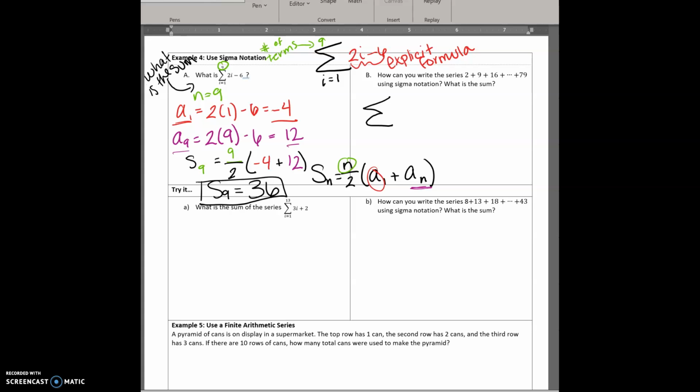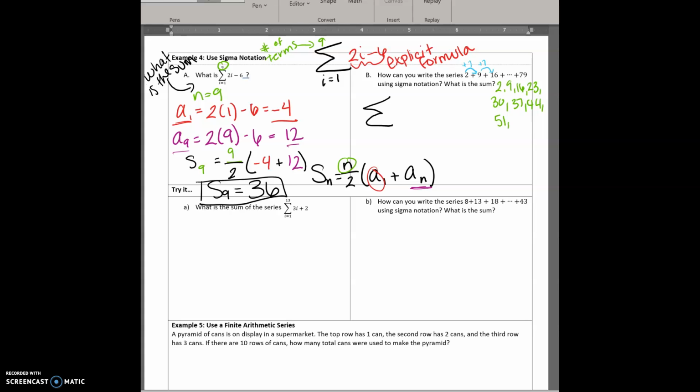We don't know how many terms are in the middle here, so we have to figure that out. So 2 plus what would be 9, so that would be plus 7. So we can see that we're adding 7 each time. So if I make a list, I would go 2, 9, 16, add 7 again. We would get 23, and then continue to add 7 until we get to the 79. So we're at 44 right now, and we're going to keep going.